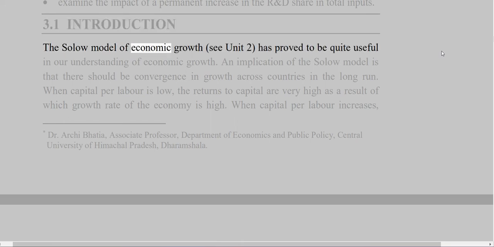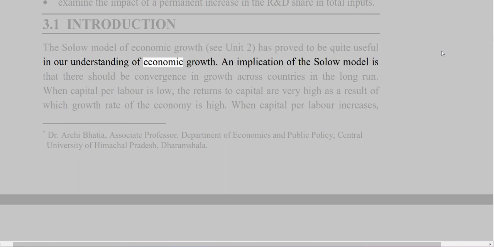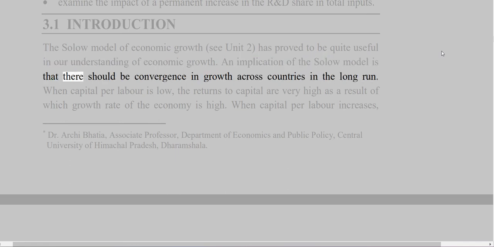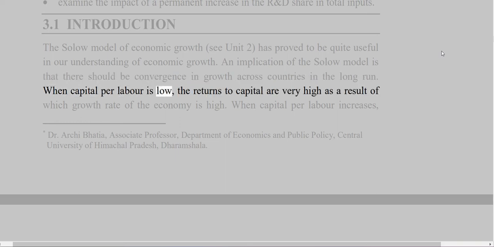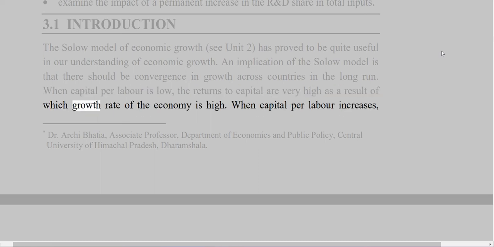The Solow model of economic growth, see Unit 2, has proved to be quite useful in our understanding of economic growth. An implication of the Solow model is that there should be convergence in growth across countries in the long run. When capital per labor is low, the returns to capital are very high, as a result of which the growth rate of the economy is high.